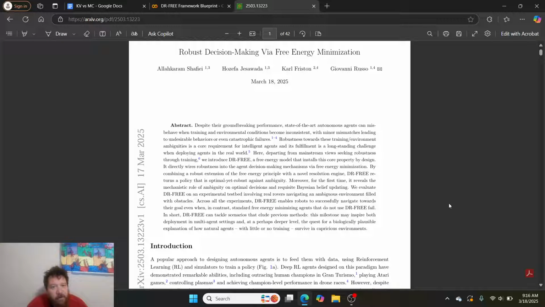This is an interesting paper that caught my eye: robust decision-making via free energy minimization. It caught my eye very specifically because I was actually engaged with a prominent researcher on this particular topic yesterday. Oh, it's very serendipitous.